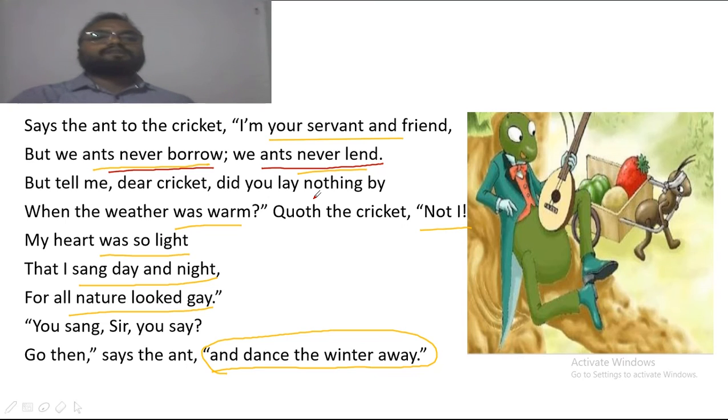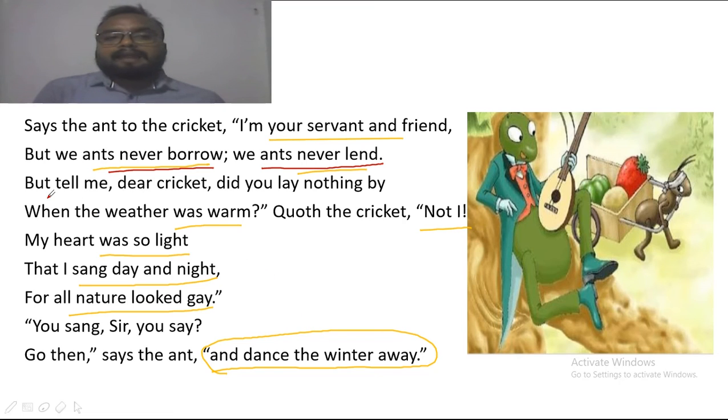So what the ant told him is that we never borrow. We are not in the habit of borrowing. It means that they are never in a mindset to take help from anyone, and therefore they believe in themselves and work hard, as they know that there is no one to help them at the time of adversity, when the situation becomes adverse, and therefore they work day and night to help themselves.